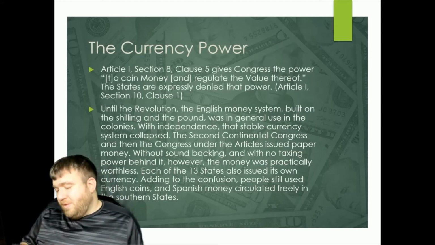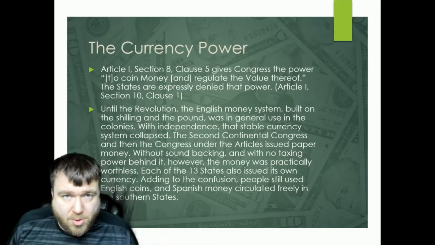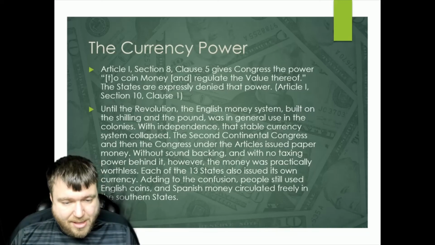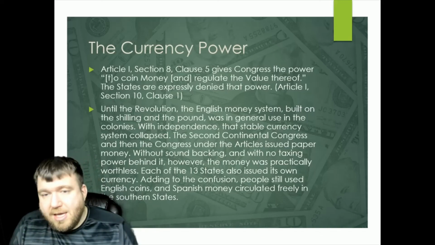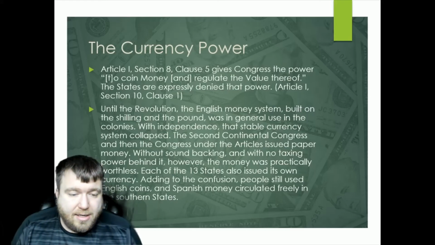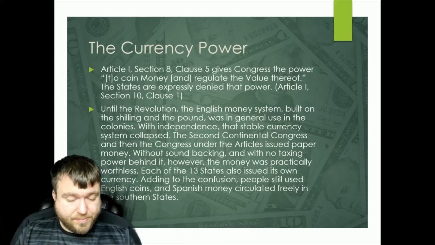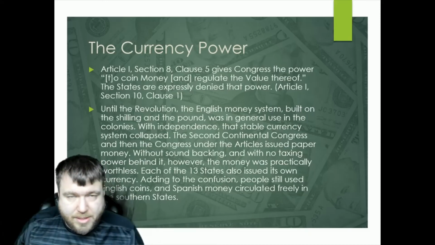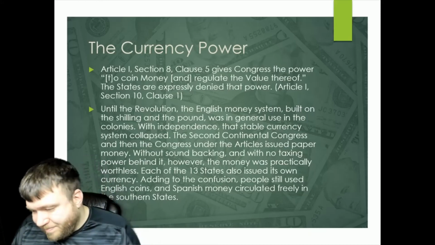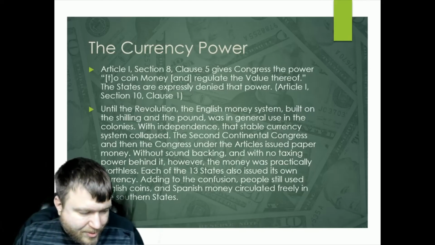So this was a very chaotic time for currency in the United States, back whenever it was just the 13 states. Each state had its own money. So you could have Virginia dollars, New Jersey dollars, Pennsylvania dollars, and it comes with an issue.